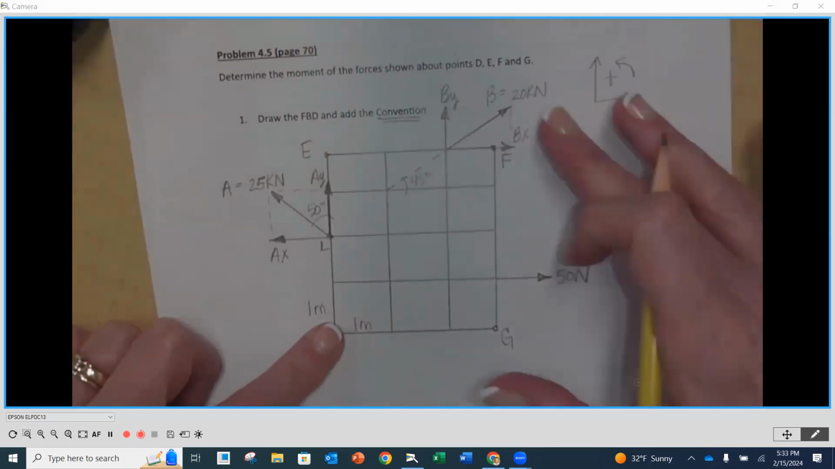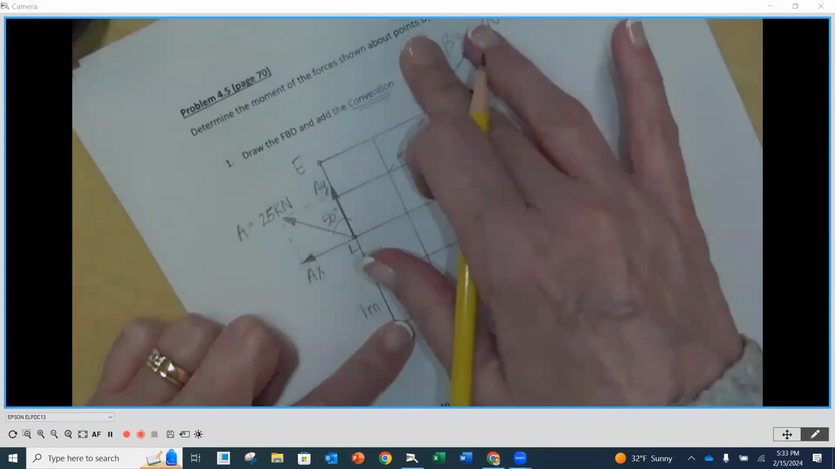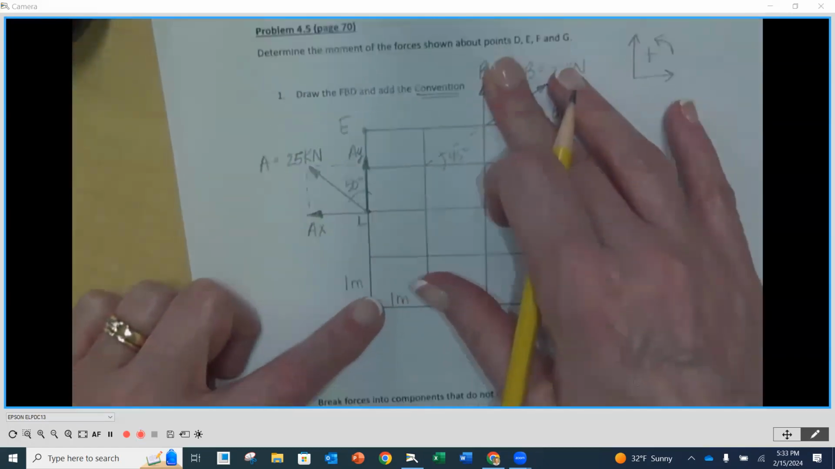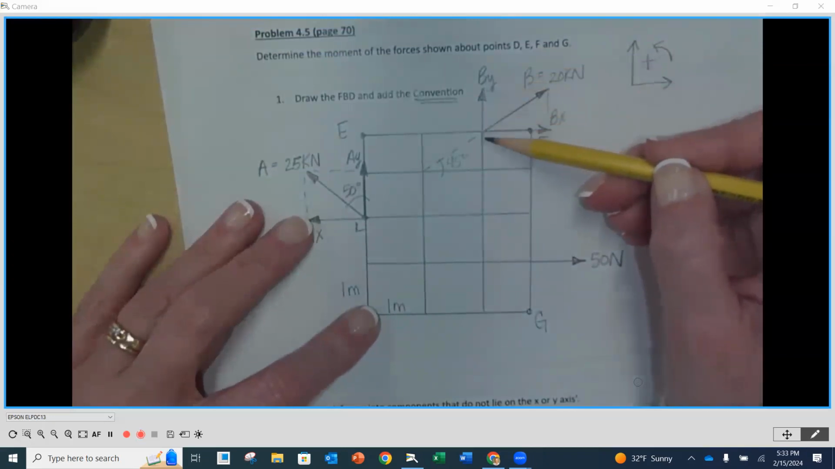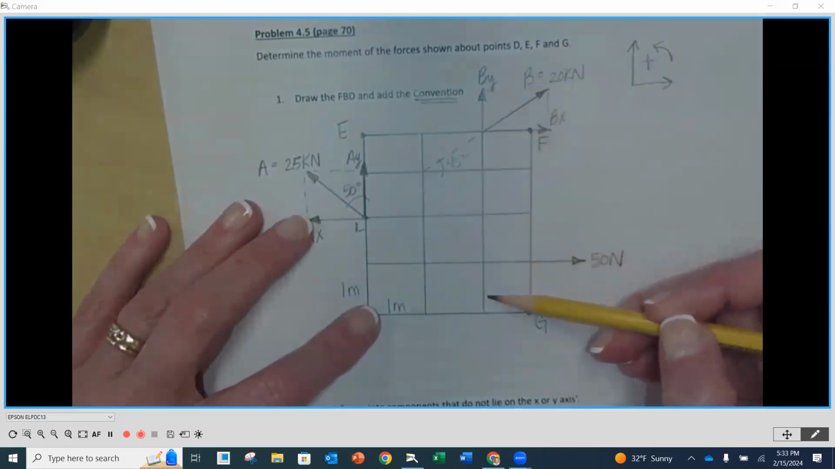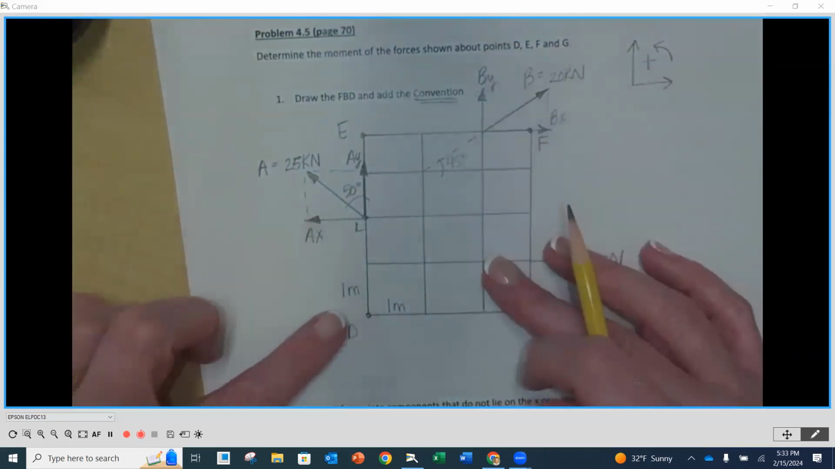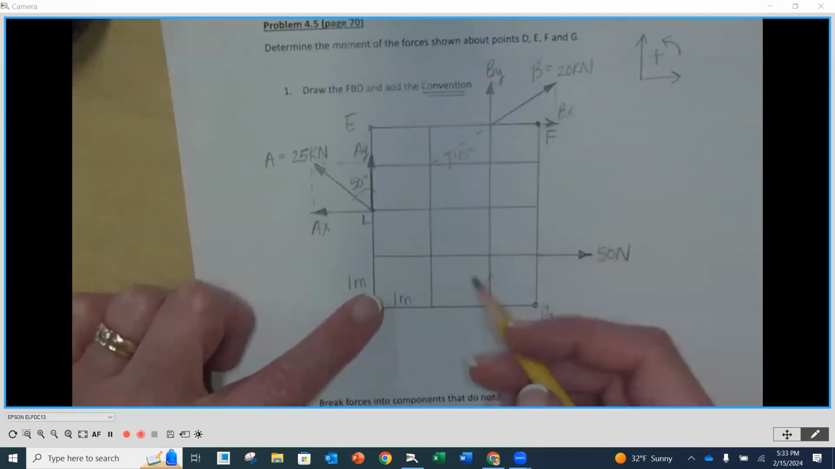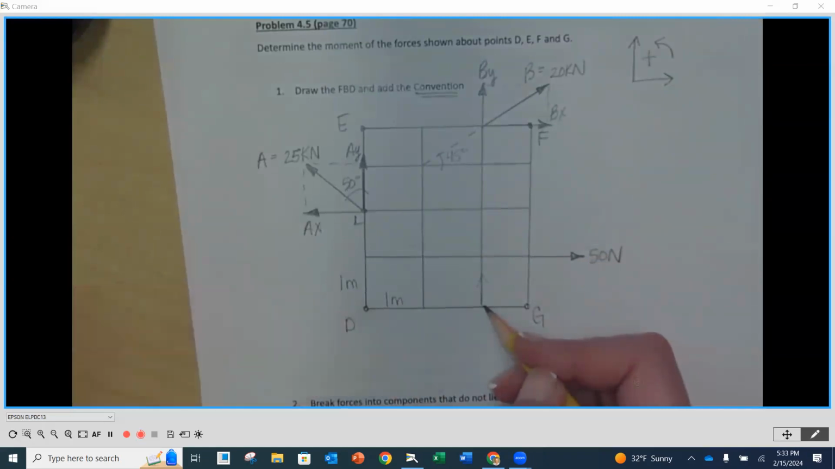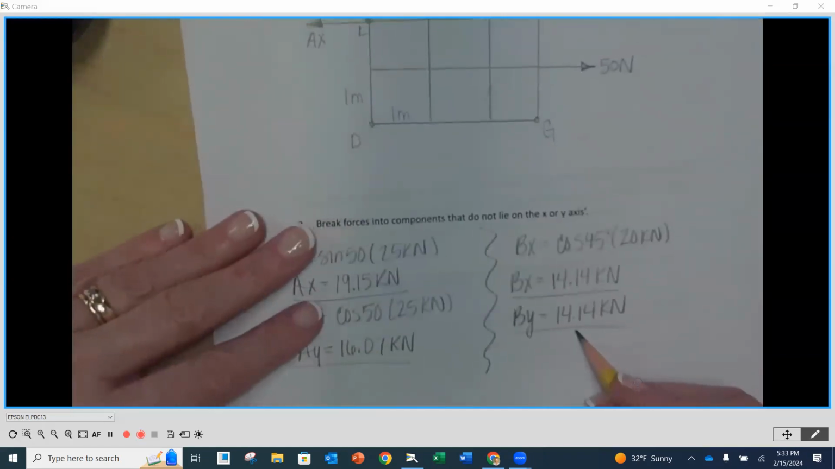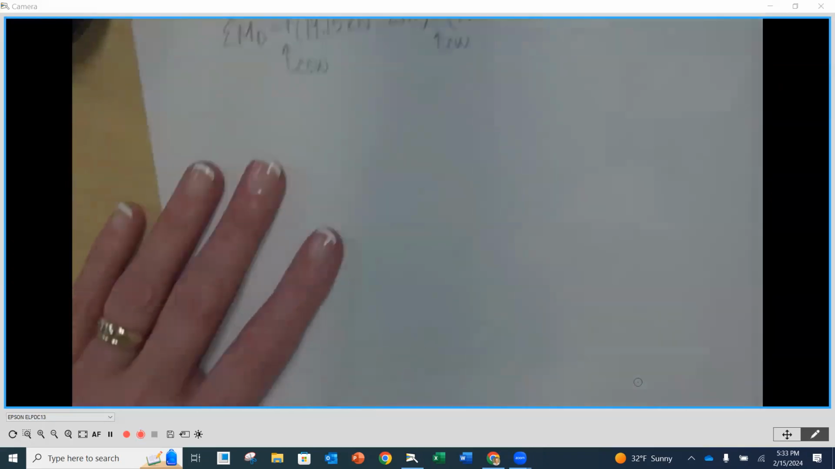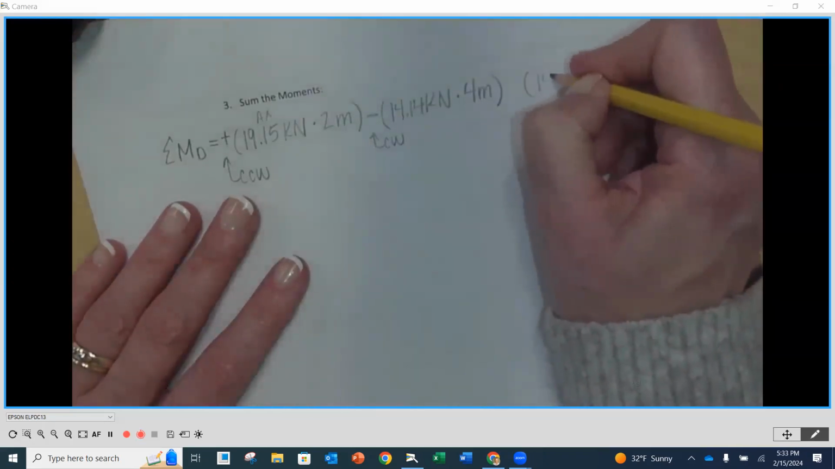Put our finger back on D. Now we're going to pull in the direction of BY, causing rotation. Now we're going to pull BY back along its line of action. So we can do that very same action. If we place BY right here, same net effect on the body, and its perpendicular distance is going to be 2 meters. So BY we know is 14.14 kilonewtons, and the distance is going to be 2.